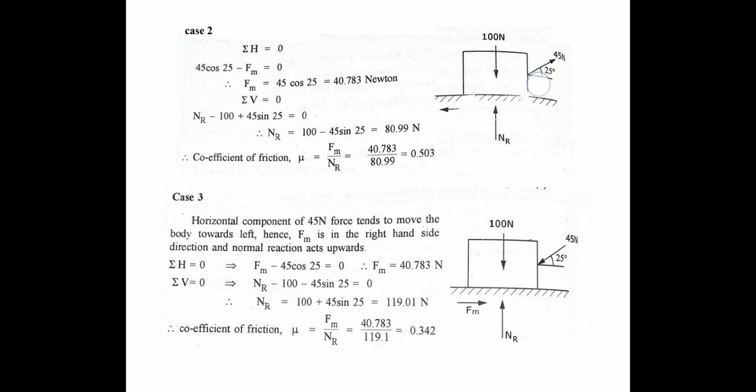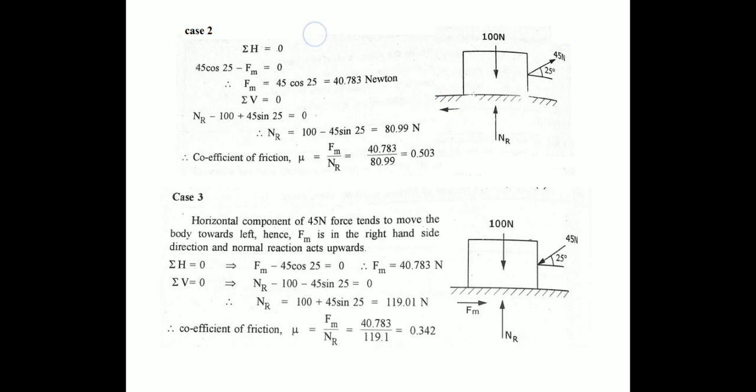So draw the free body diagram. A block is placed here. Self weight is 100 Newton. It is balanced by normal reaction. The pulling force is resolved into two components, horizontal component and vertical component. So the motion takes place here. So friction takes place in the opposite direction of motion.